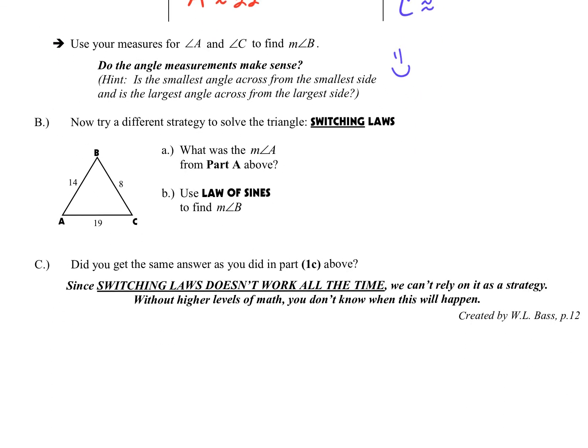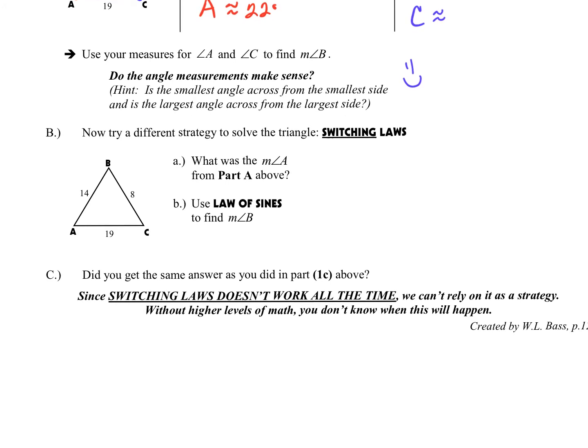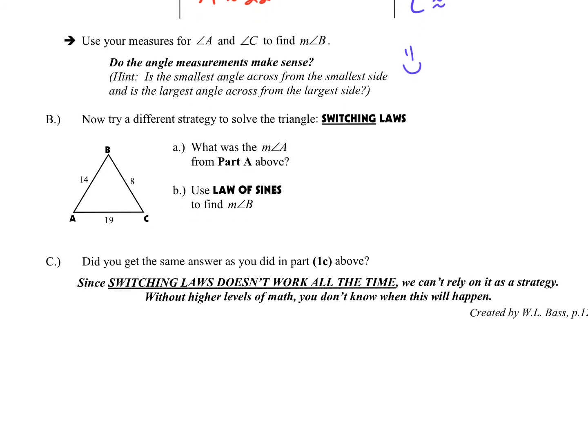Now, real quick, let's take a look and see what happens if you try to do the little switcheroo. You're going to see that sometimes this is going to fall apart on us, and you won't know when it's going to fall apart and when it's not. So from up above, we found that our angle A was 22 degrees, and that one would stay the same because remember, law of cosines would be the only way to find that angle.